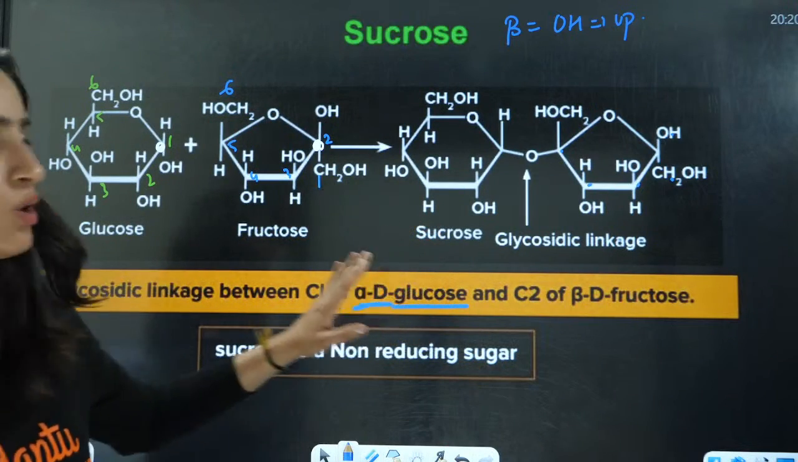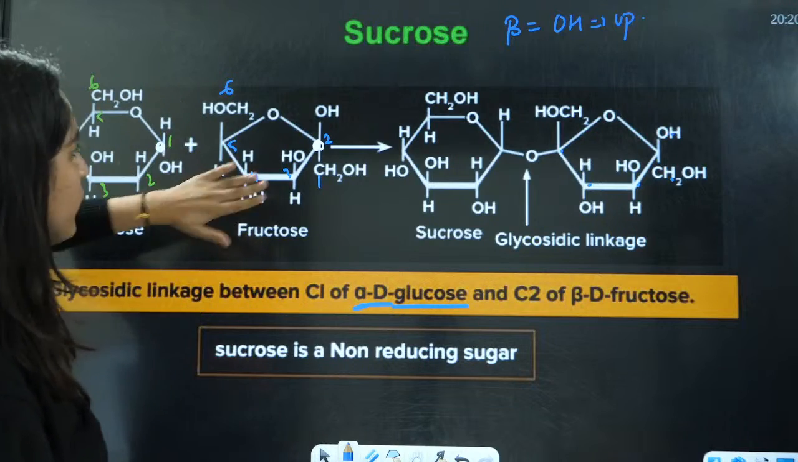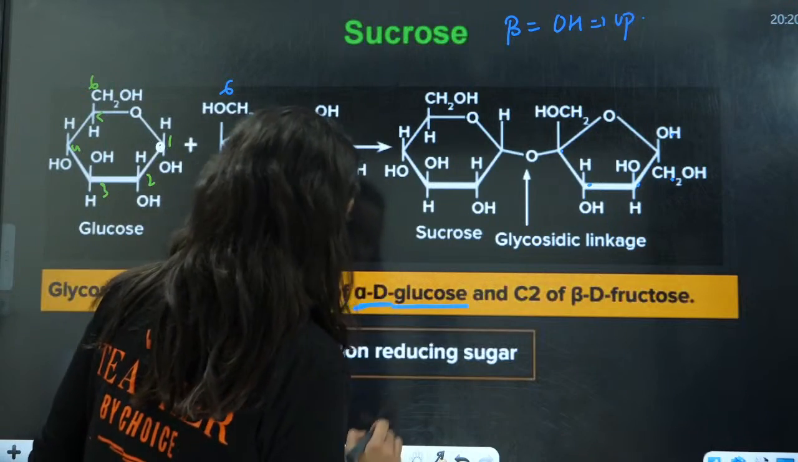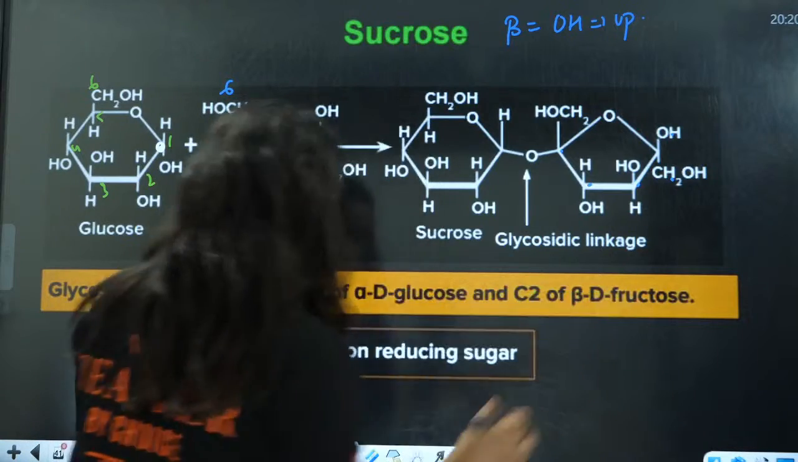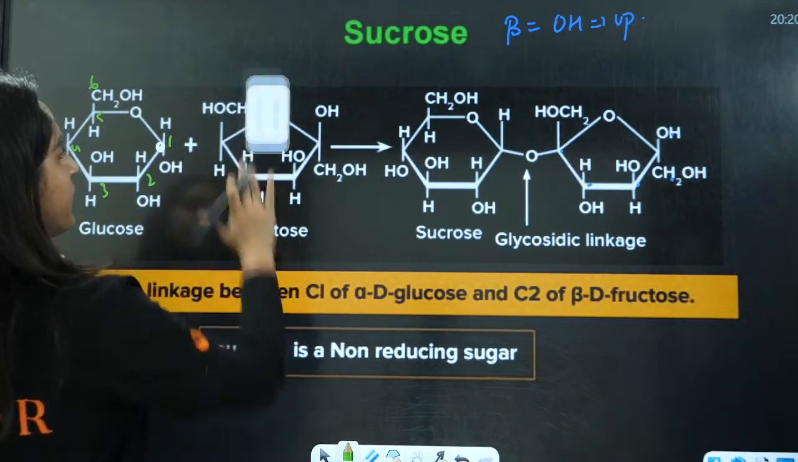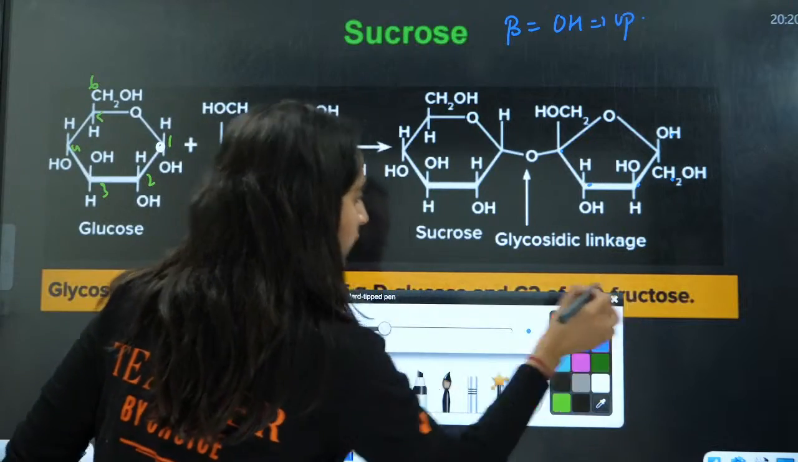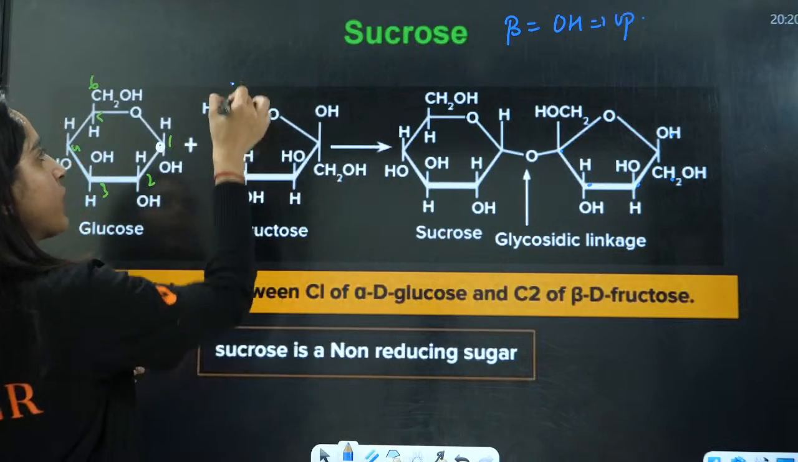Ma'am, can you draw and show? Okay, I can draw and show to you. Listen to this very carefully. They have actually drawn it something like this, okay? They have taken the counting from this side. In this case, they have taken the counting like this.